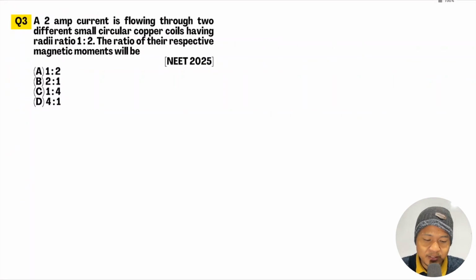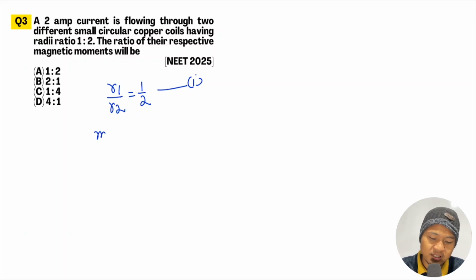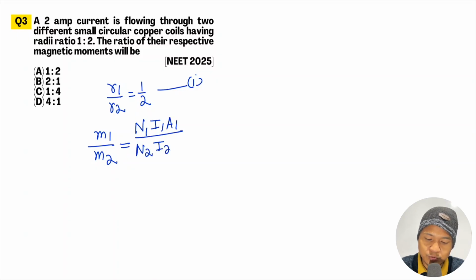Okay, a current of 2 ampere is flowing through two different small circular coils having radius ratio r1 by r2 equal to 1 by 2. The question is: what is the ratio of the respective magnetic moments, m1 by m2? That is N1 into I1 into A1 divided by N2 into I2 into A2. The same current is flowing through both.